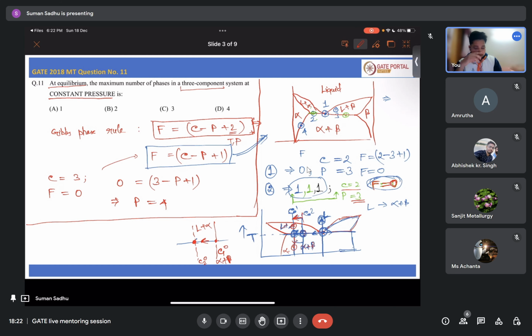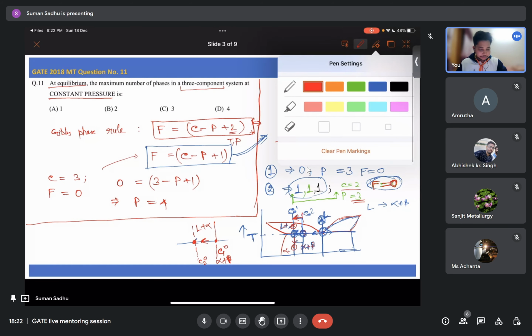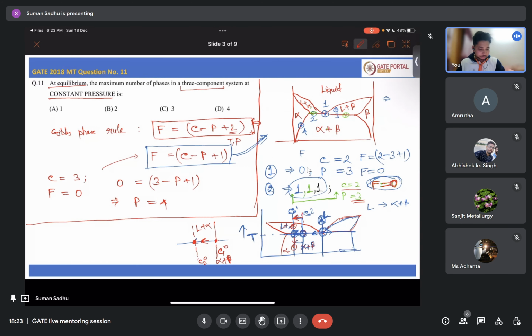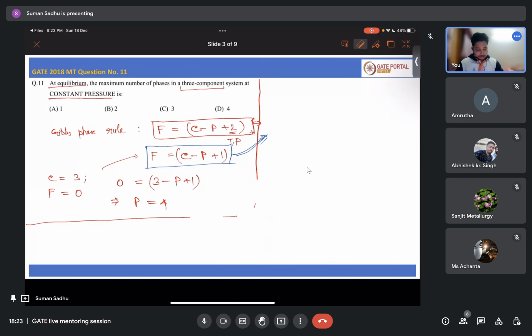Okay, that's why I wanted to see whether all of you are clear with this or not. Now I will go for the derivation. I think after the derivation, this concept will be much clearer to you. I will ask the same question again after I derive this Gibbs phase rule. I think then you will be able to answer this. So now let's go for the derivation of the Gibbs phase rule.